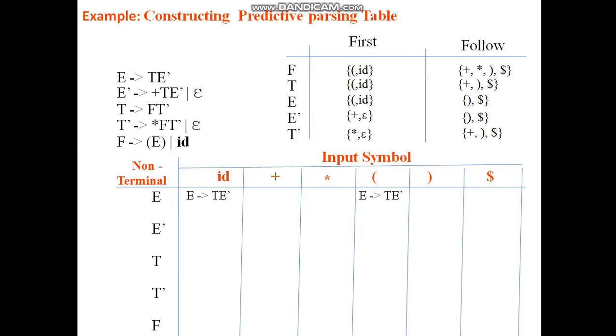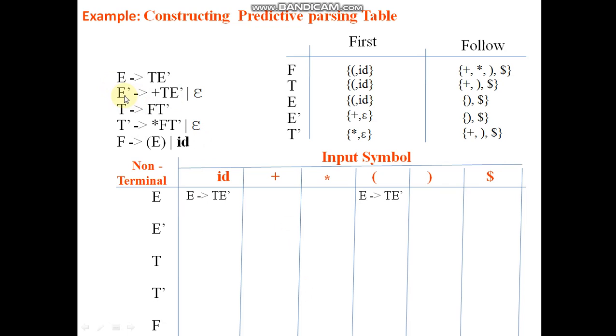This entry means that whenever the input is ID and the non-terminal that is to be replaced is capital E, then the predictive parser always replaces capital E by T E dash. It always replaces E by T E dash whenever ID occurs, or left parenthesis occurs.